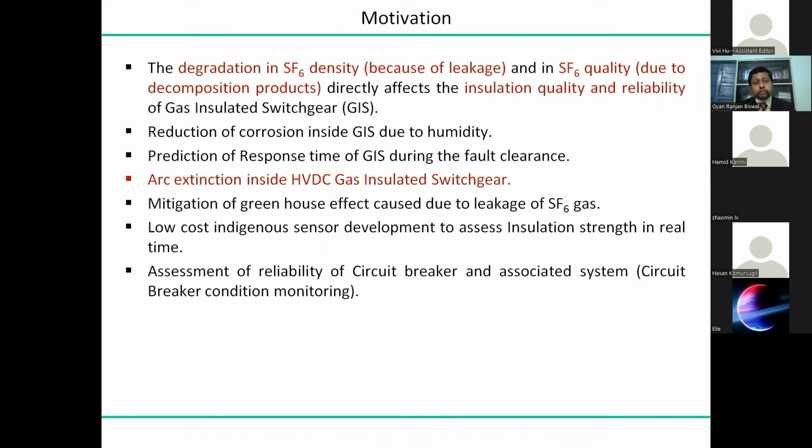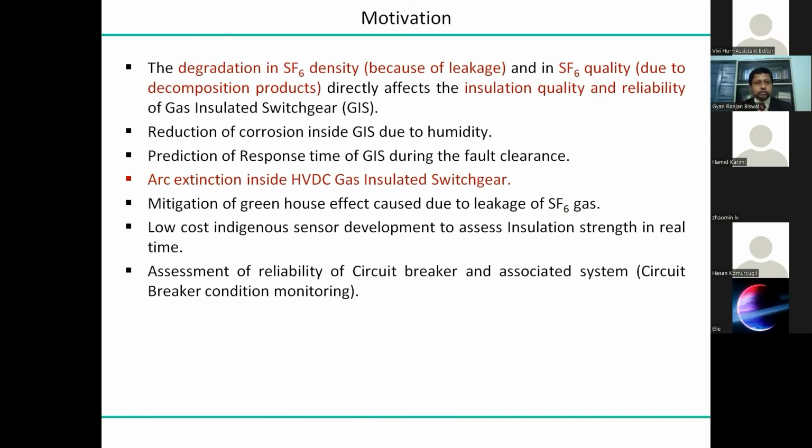Remember that as far as HVAC is concerned, that means high voltage AC environment, because the current profile is sinusoidal in nature, at 0 degrees, 180 degrees, and 360 degrees you at least get a point where you can detach yourself. But not in a high voltage DC environment. So that's why the arc extinction capability in the case of SF6 HVDC GIS is an even greater concern.